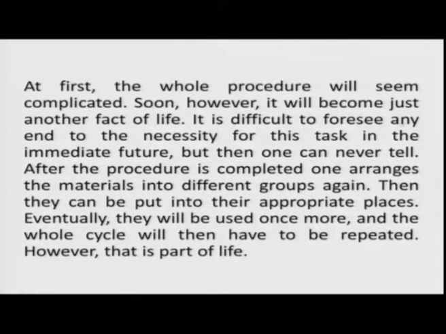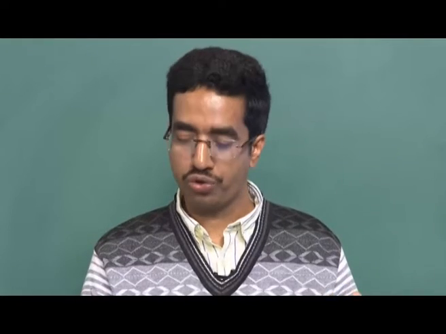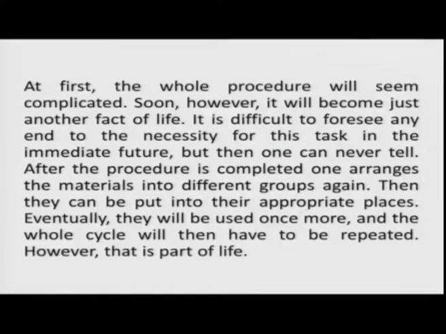It is difficult to foresee any end to the necessity for this task in the immediate future. So, we wear clothes, they get dirty, we have to wash them. So, that is what it is about. But then one can never tell. After the procedure is completed, what is the procedure here? Washing clothes. One arranges the materials into different groups again. So, we sort them and put them in the wardrobe. Then they can be put into their appropriate places. Eventually, they will be used once more, and the whole cycle will then have to be repeated. However, that is part of life.